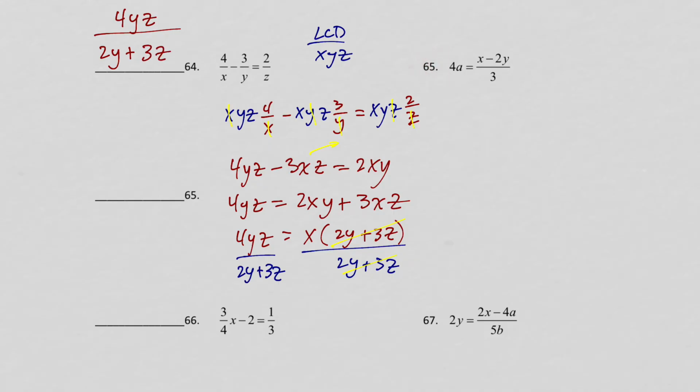For number 65, I'm going to multiply each side by 3 to get rid of this fraction. When I multiply this side by 3, we get 12a. When I multiply the right side by 3, the 3's cancel, and we get this. Then I'm going to move this over to the left to isolate the x, and it's going to flip signs. So we'll have x is equal to 12a plus 2y. And that's it.